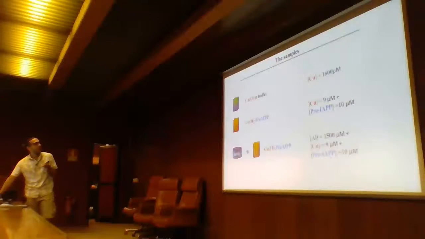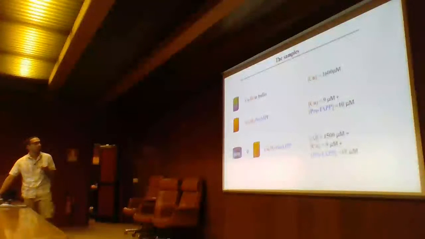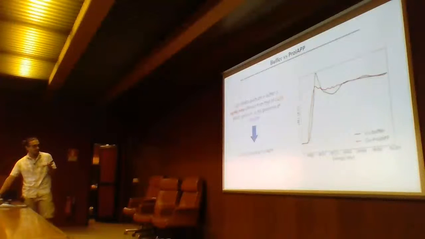We acquired three different sets of samples. The first one is simply the coupling buffer, which is used as a reference. Then we have a solution made of copper plus the amylin protein, and a third set of samples in which aluminum is added to the solution in which copper is already bound to the protein. As a first analysis, we compare the spectrum of the buffer with the one in which copper is supposed to be bound to the protein.